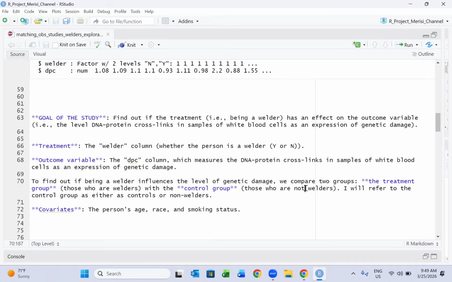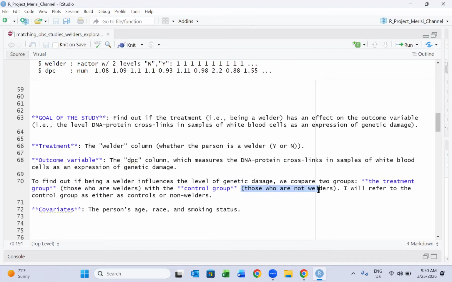In any example where you want to see if a treatment affects an outcome, you need to compare two groups. One group that received the treatment and another group that did not receive the treatment, called the controls. Okay, so we need to compare the treatment group with the control group. In this case, we're going to compare the welders with the non-welders.